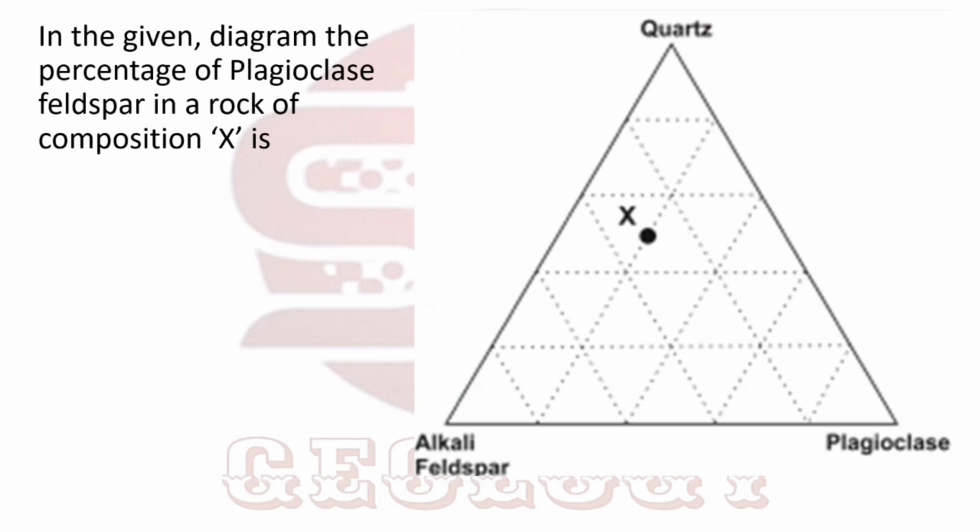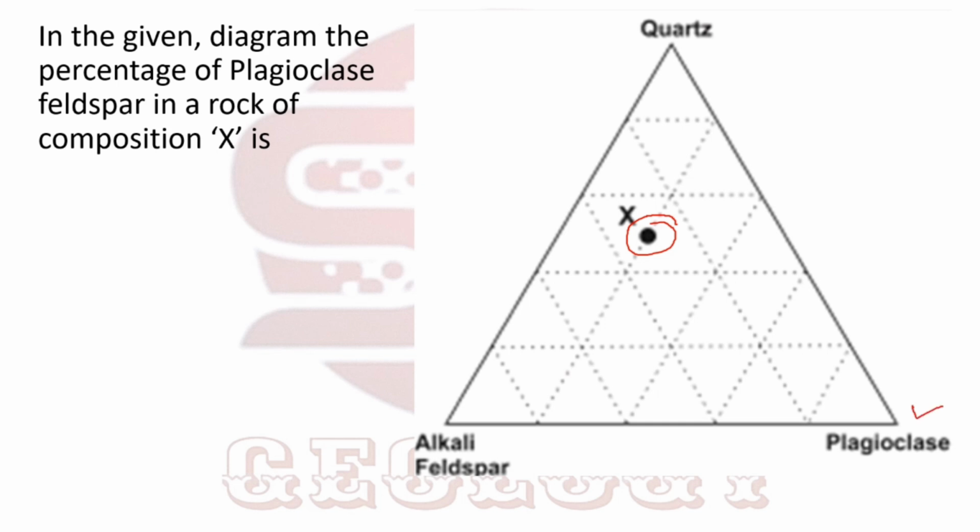So today we'll discuss the previous year question, numerical part of Igneous Petrology. First, in the given diagram, the percentage of plagioclase feldspar in a rock of composition X. So a composition X is given here in a triangular composition diagram. We have to calculate the percentage of plagioclase.